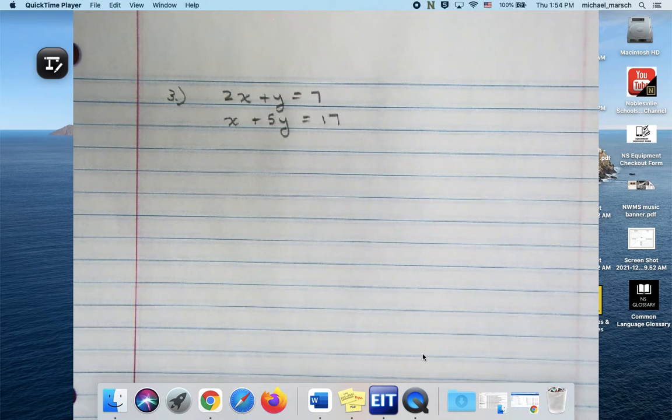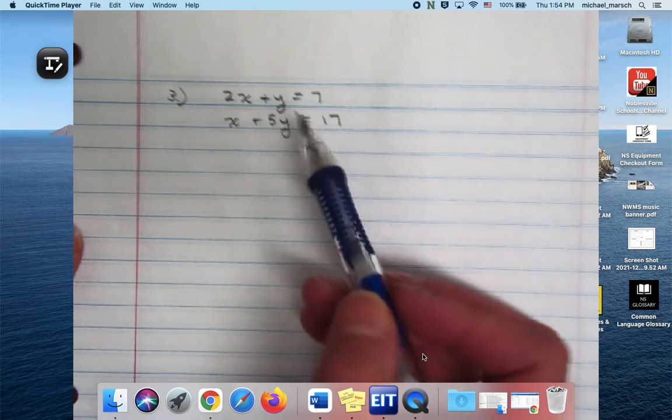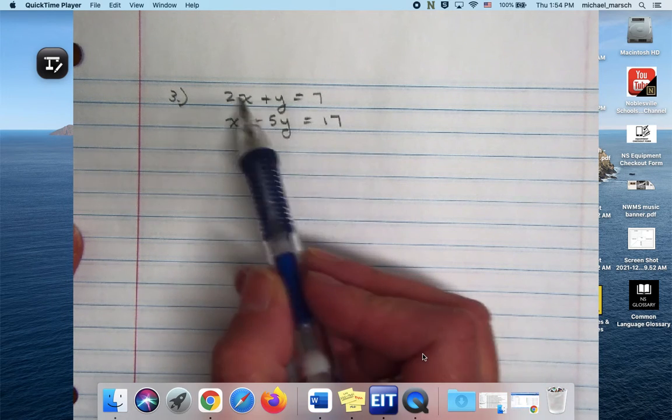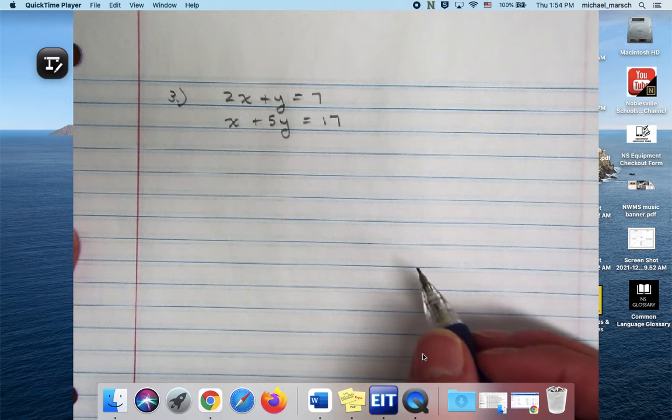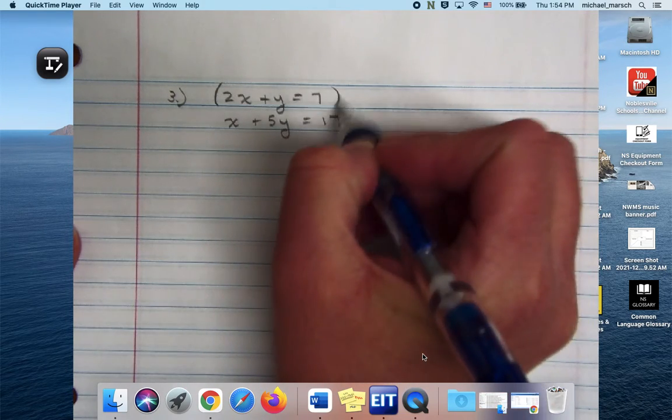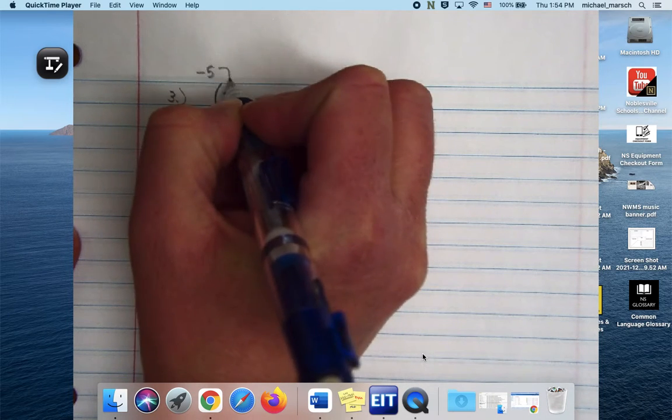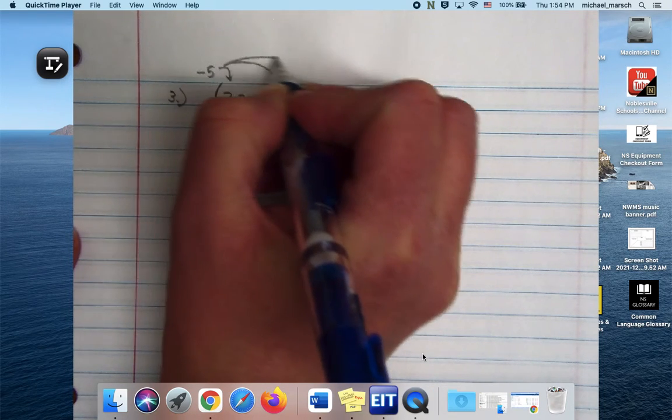So my brain says, all right, I'm going to get rid of the y's. So what would I have to have in front of this y so that it would cancel out? A negative 5. So I'm going to multiply this whole equation by negative 5. The entire thing.